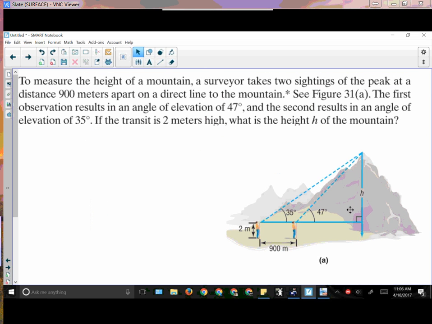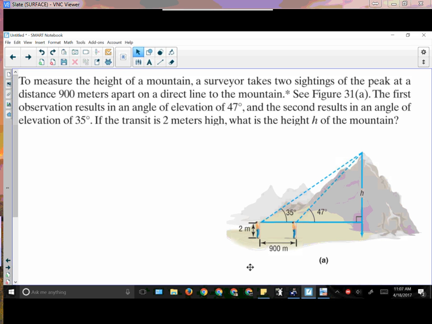Okay, so here we go. They want to measure the height of a mountain. A surveyor takes two sightings from the peak at a distance 900 meters apart on a direct line to the mountain. So, distance here was 900 meters. I don't know how far it is from here over to here, I just know that distance is. And he's 2 meters tall, or what the transom that he would have been using, 2 meters off the ground.